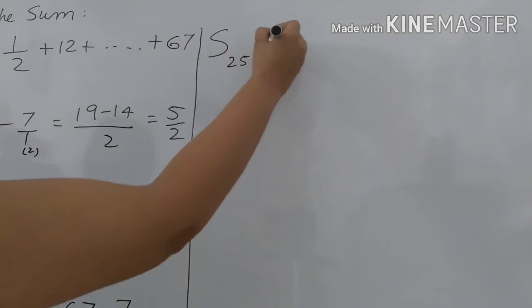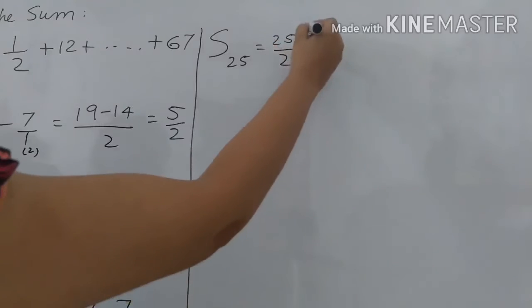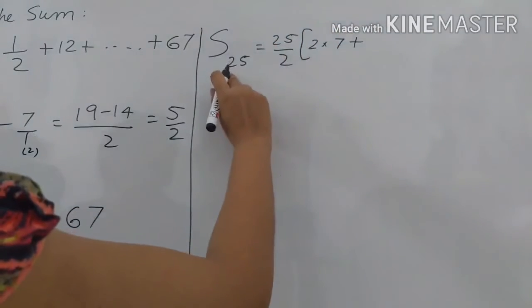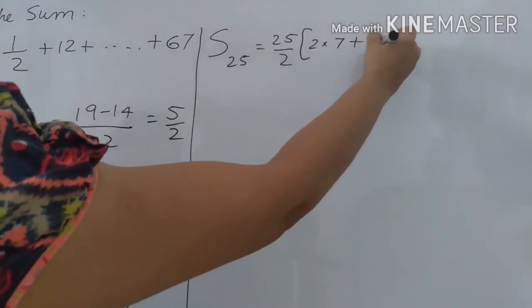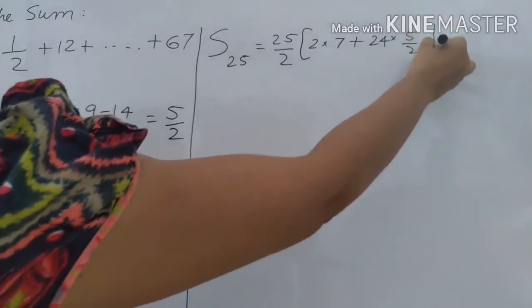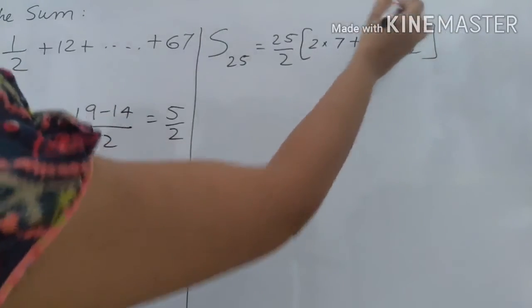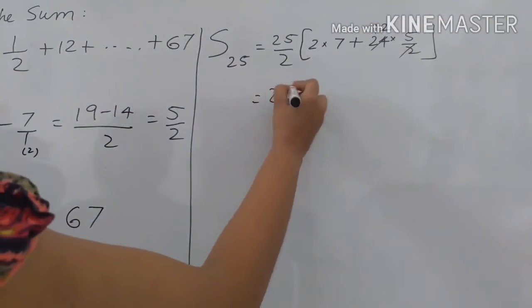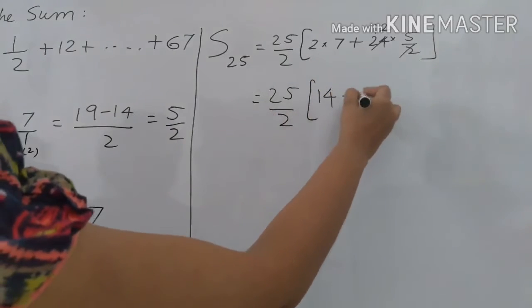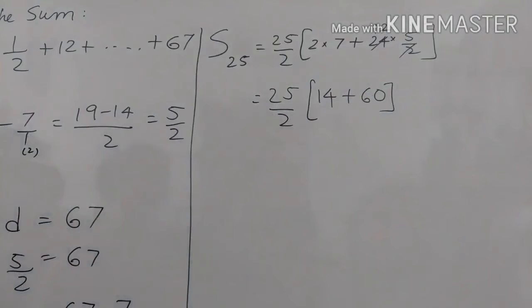So using the formula 25 by 2, 2a, a means 7, plus n minus 1, 25 minus 1, 24, into d is 5 by 2. So now here I can cancel 12 2s are. So here 25 by 2, 2 sevens are 14 plus 12 5s are 60. This way we get the calculations.